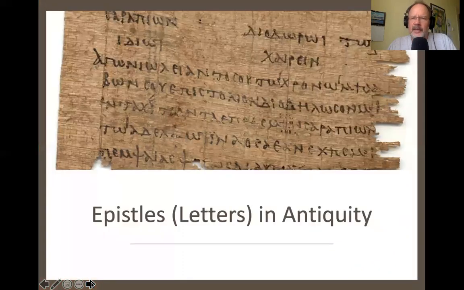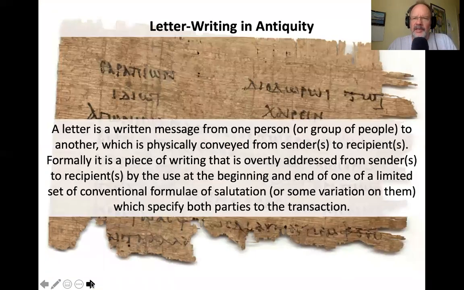So, epistles and letters in antiquity. The word epistle simply means letter in the first century. So sometimes you'll hear Paul's epistles. That just means Paul's letters. So what is an epistle? An epistle is a letter written from one person or group of people to another, which is physically conveyed from a sender to a recipient.